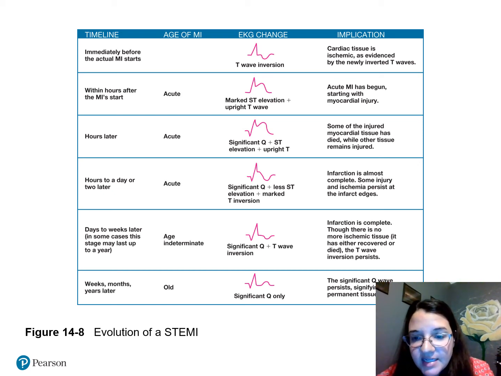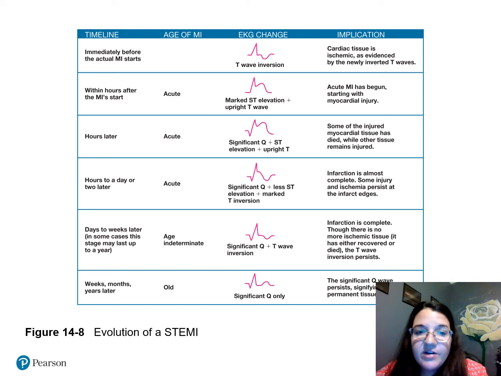STEMI is the full thickness of your myocardium, whereas non-STEMI is only partial thickness, partial tissue of your myocardium. Near the endocardium is damaged.